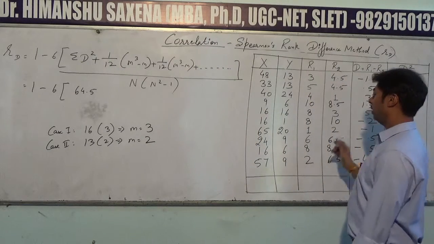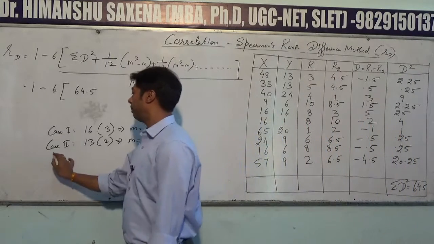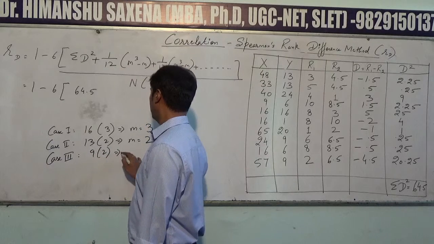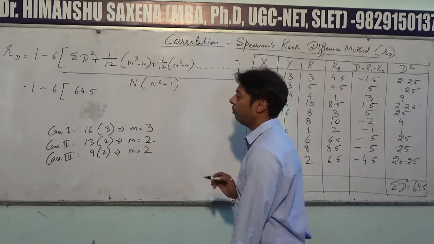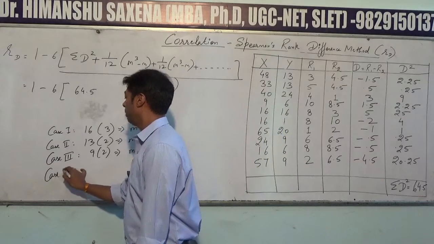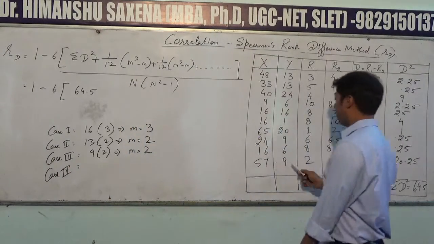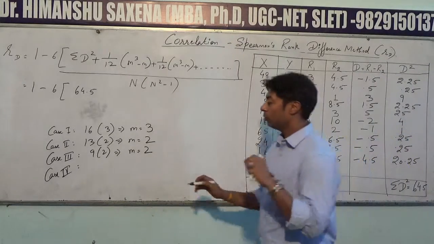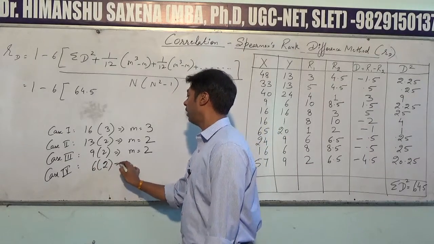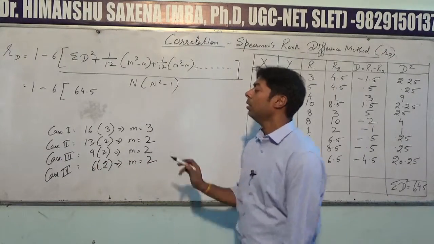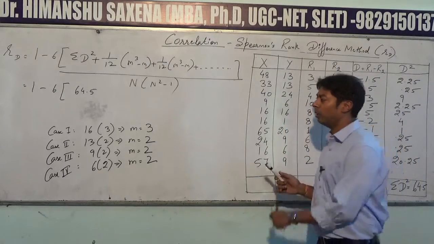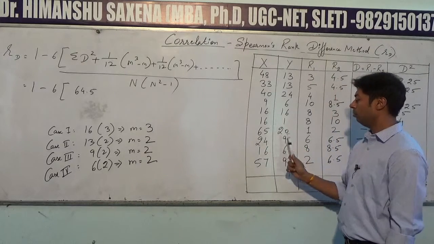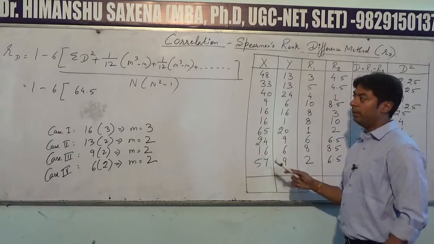After 13 there was another number 9, which was repeated twice. So 9 was repeated twice, the value of m will be equal to 2. And there was one more repetition going through the series. After 9 there was another number 6 which was repeated twice. So 6 was also repeated twice, so the value of m will also be equal to 2. So m refers to number of repetitions. Since 16 was occurring thrice, see 1, 2 and 3, the value of m will be equal to 3.